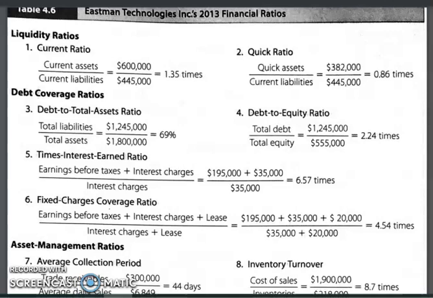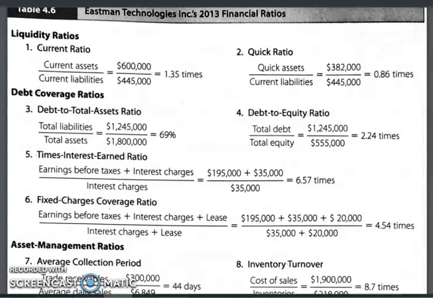If we look at the next one, which is our debt to equity ratio, total debt or total liabilities divided by total equity is 2.24 times. So our debt is 2.24 times that of our shareholders' equity. And again, you can read up on this in your textbook. It says that companies with a debt to equity ratio above 1 are probably relying too heavily on debt. The next ratio is our times interest earned.